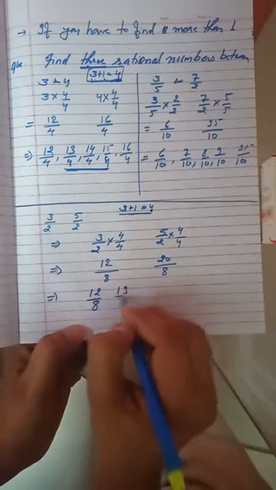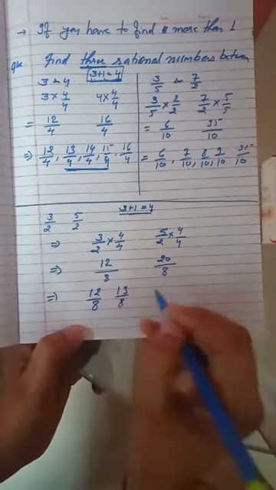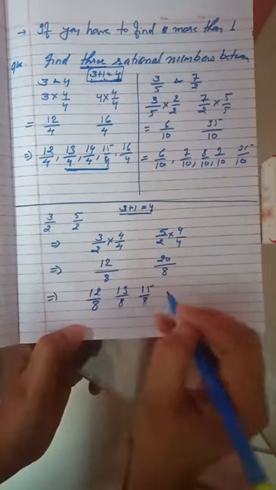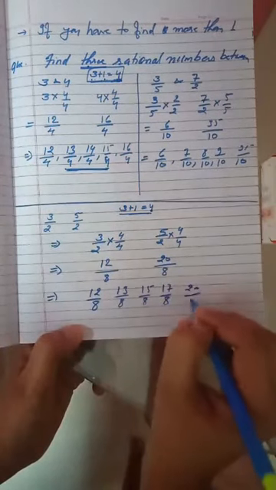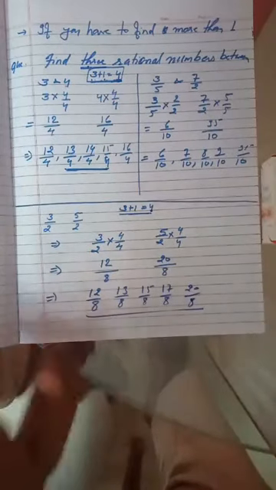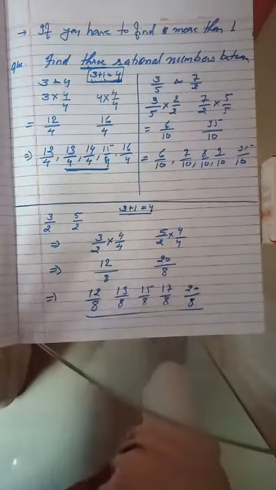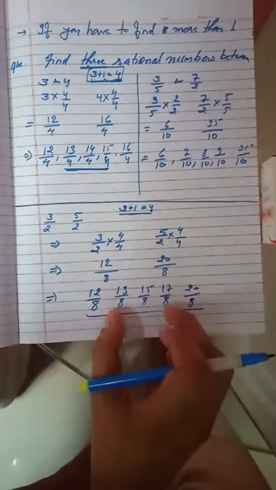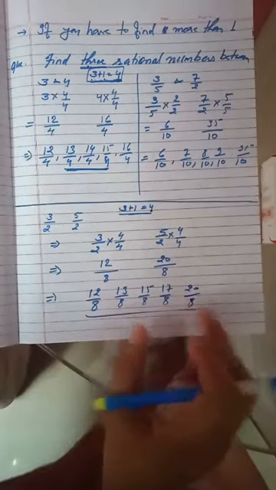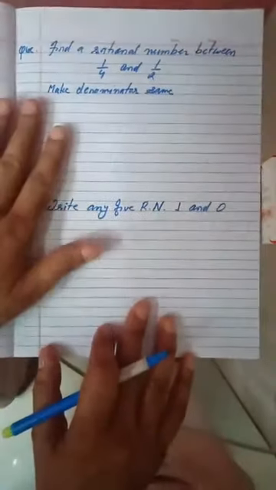You can take 13 upon 8, leave 14, 15 upon 8, leave 16, 17 upon 8, then your 20 upon 8. These numbers you can take by your choice. Okay, but now you have to find out only 3 numbers, so we have written here 3 rational numbers between these numbers. Okay, next question you will see.